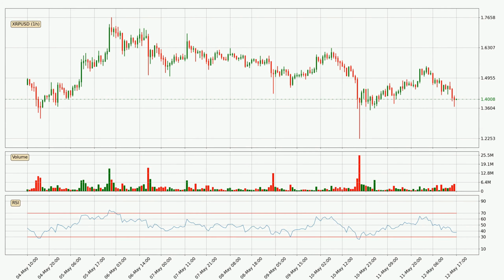Jumping to the hourly relative strength index, the current hourly RSI is at 38, so there are currently no signs of the crypto being overbought or oversold.